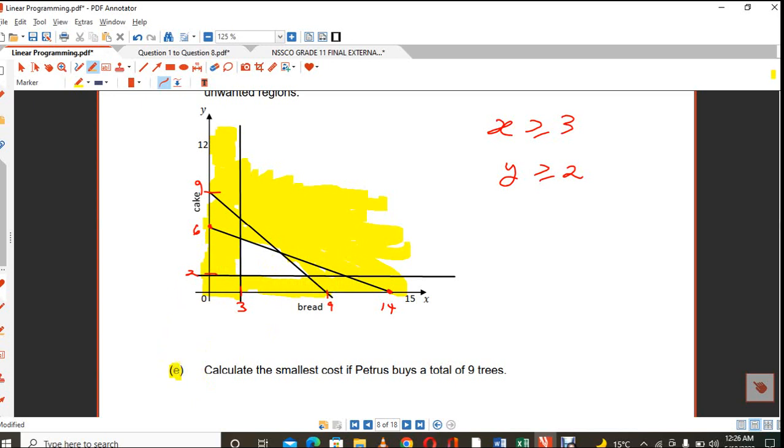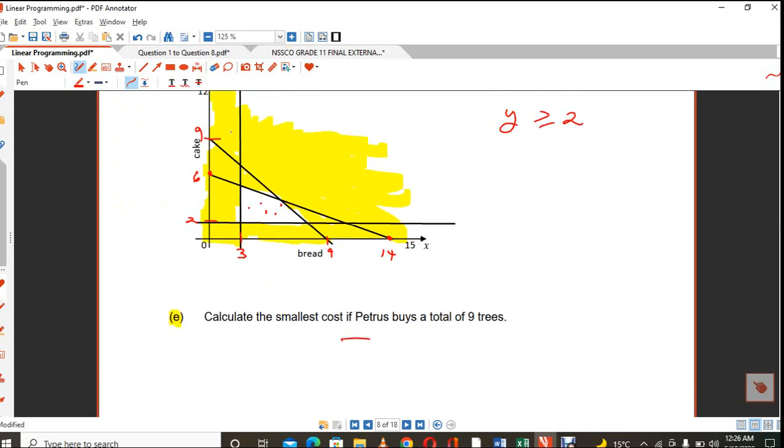And when you look at E, after we do our graph, we're going to be looking at specific points, and not all the points. So please don't pick all the points. I will show you how you can do this one. So let's first look at the graph.